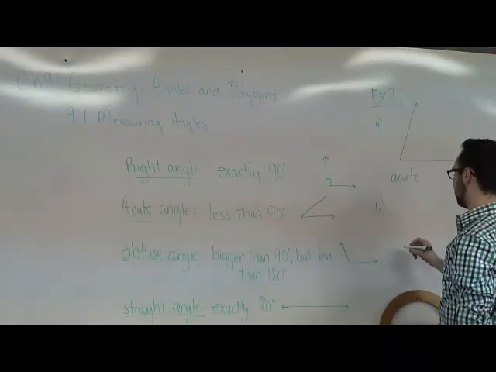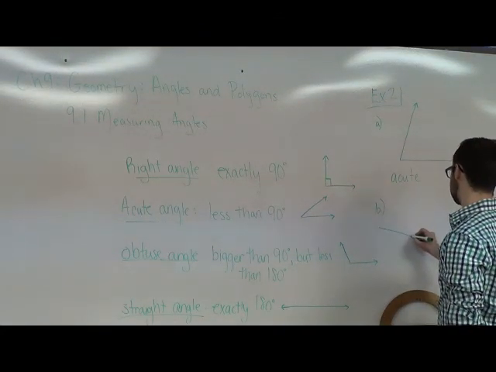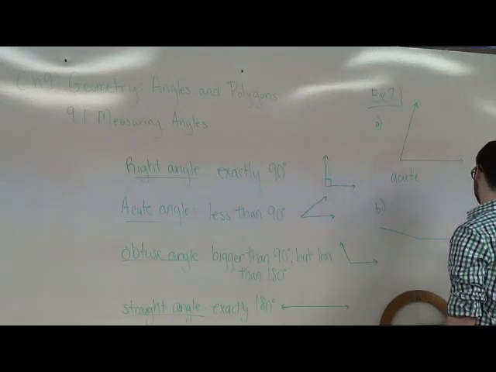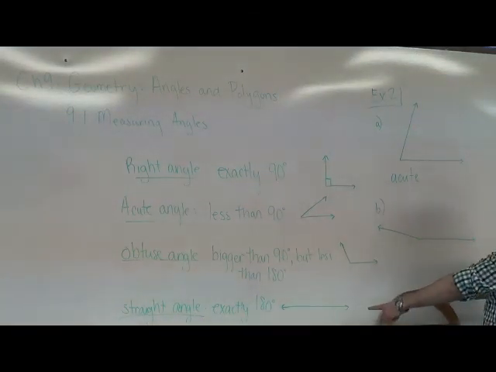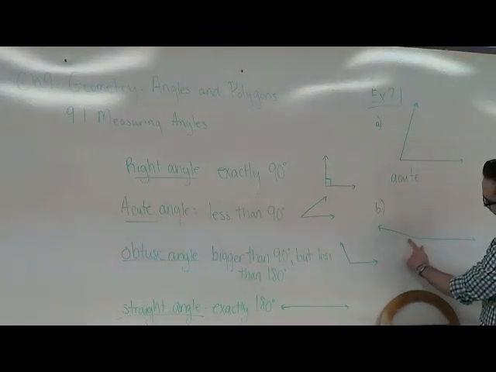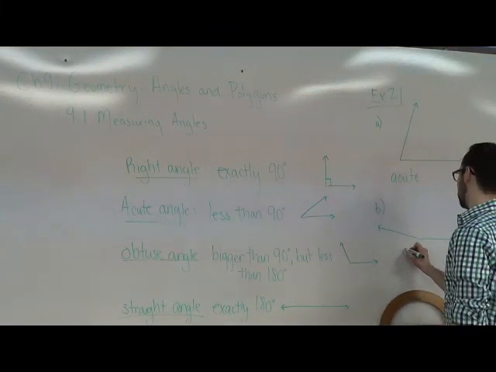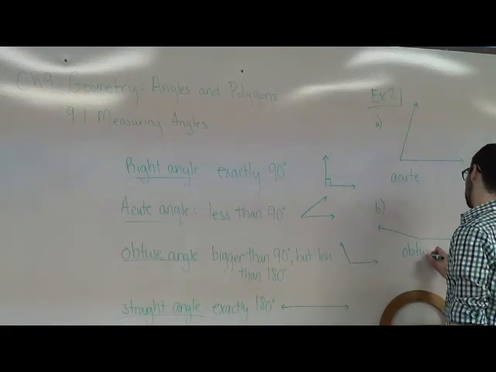Let's take a look at this one. So it's really large, but is it a full straight line? It's not. There's still a little corner of it. It still kind of goes up here a little bit. So this is going to be obtuse, not straight.